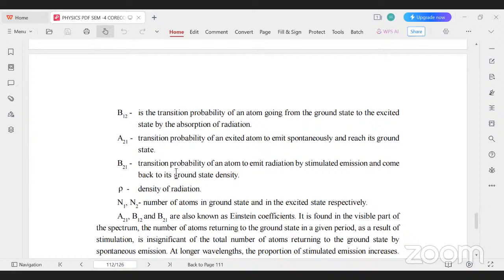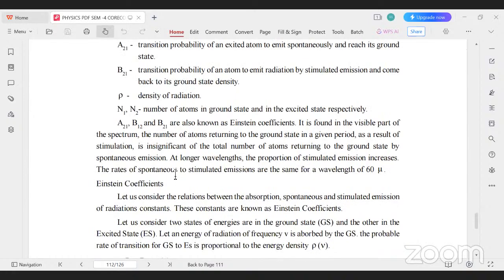So N1 and N2 are the number of atoms in the ground state and in the excited state respectively. Here A21, B12, and B21 are known as Einstein coefficients. Why do we need to find the coefficients? Because each and every electron has its own individual atomic structure, and according to that atomic structure we can write the coefficients.